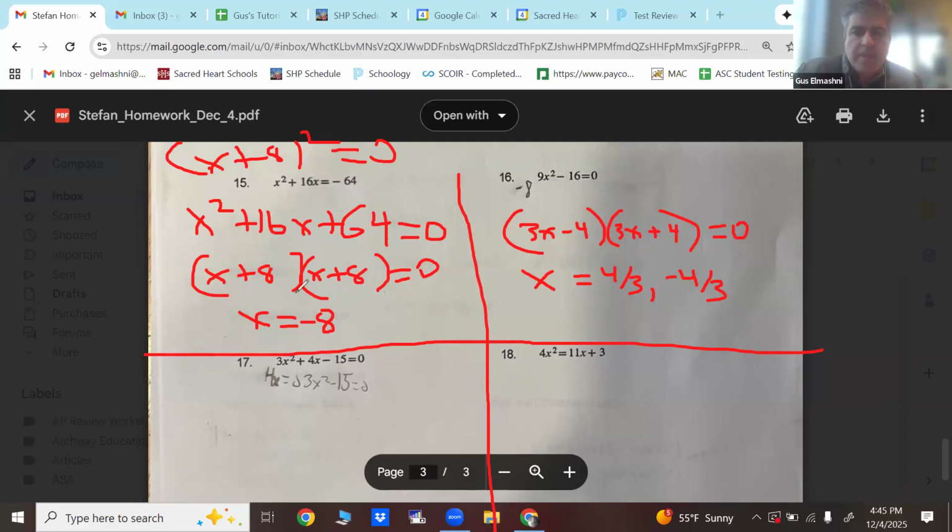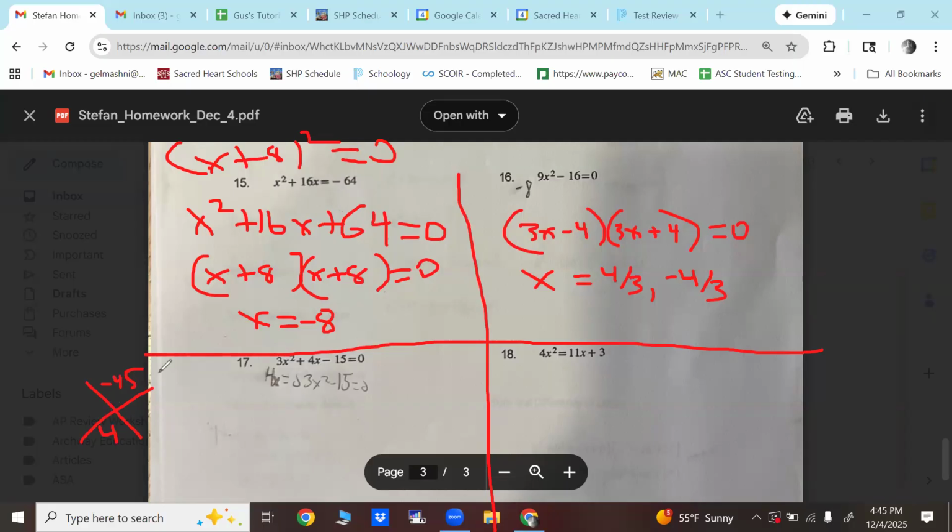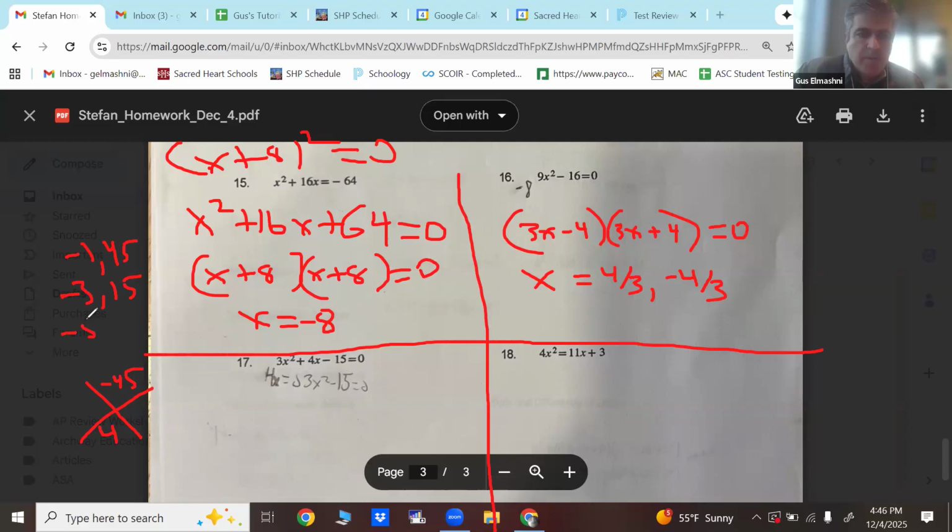Okay. You want to do A times C, negative 45. Okay, let's find the pair of numbers that make sense for this. So -1 and 45, no way. Not divisible by 2. -3 and 15, we're getting warmer. 45 is not divisible by 4. No. How about negative 5 and 9? There we go.